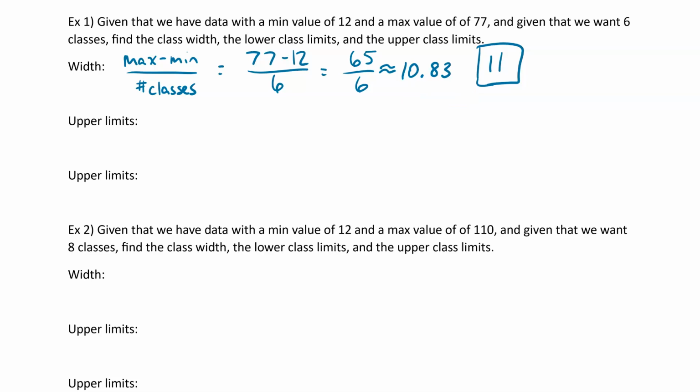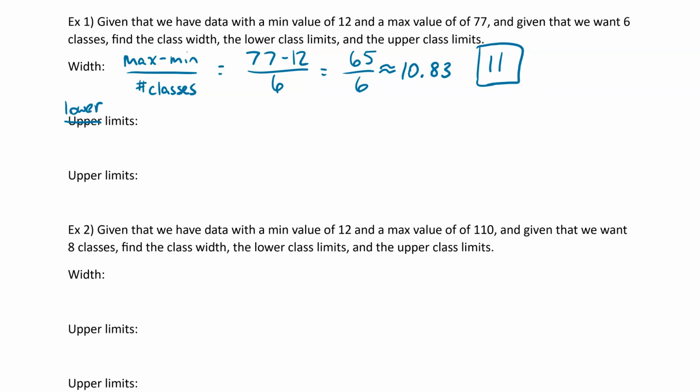Okay, so with that said, let's take a look at the upper limits now. Sorry, that's supposed to say lower limits. By the time it gets to y'all, it'll be fixed, so y'all should say lower limits.